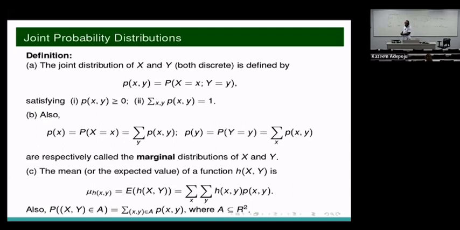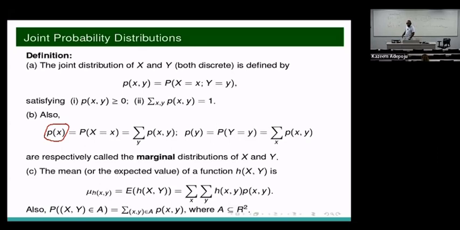I also showed you yesterday that from the joint, we can find the marginal. What you're seeing now is the p of x. If I'm interested in a function of x, I'm basically going to sum the joint over the range of the variable I'm not interested in. I'm also going to do the same for y.